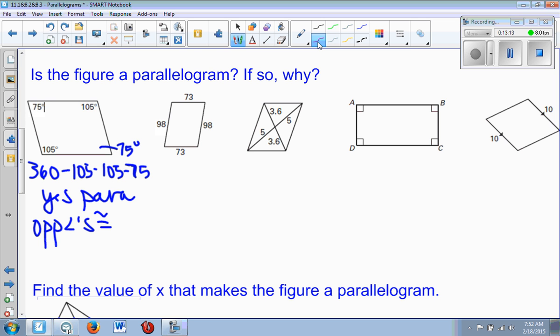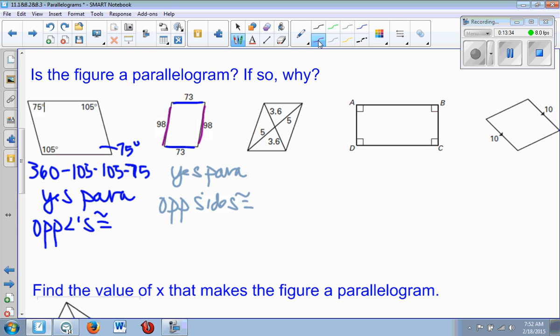In the next one, notice that the left side and right side are the exact same. Notice the top and the bottom are the exact same. From above, we have a property that says, yes, this is a parallelogram, and the reason why, opposite sides are congruent. That's one of my 5 reasons.